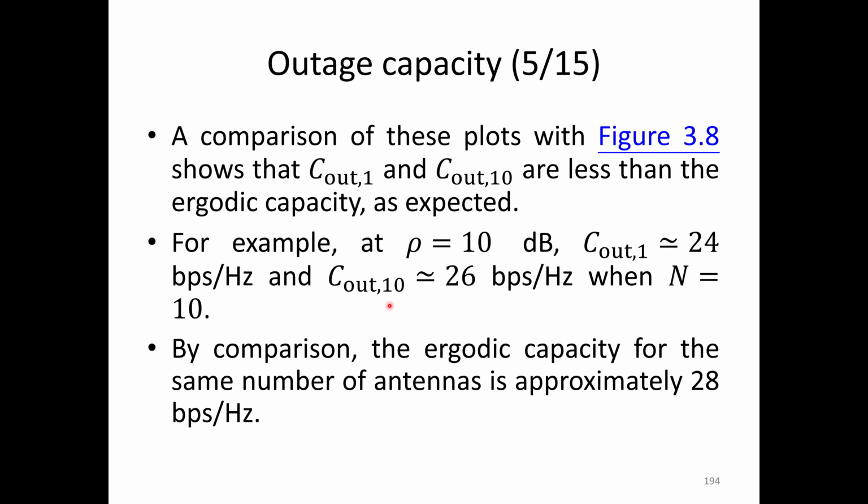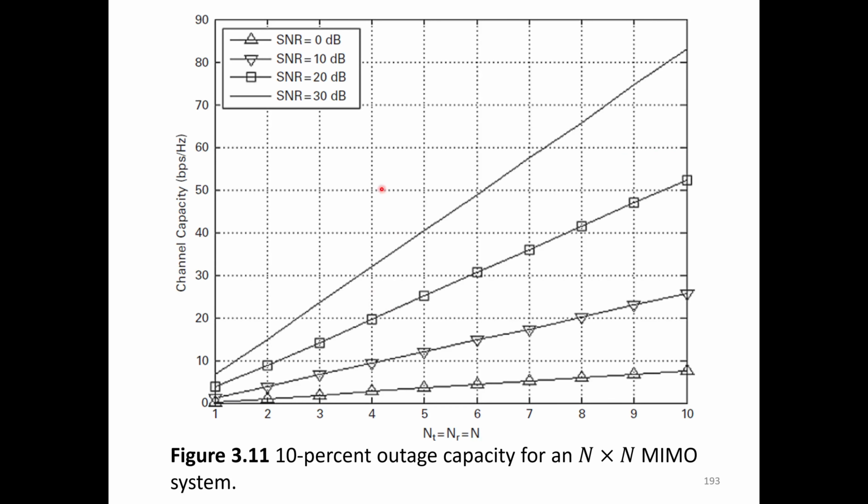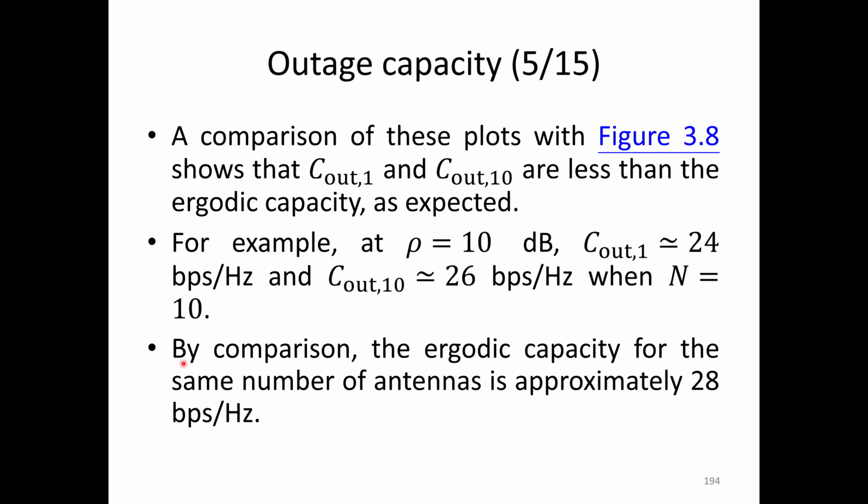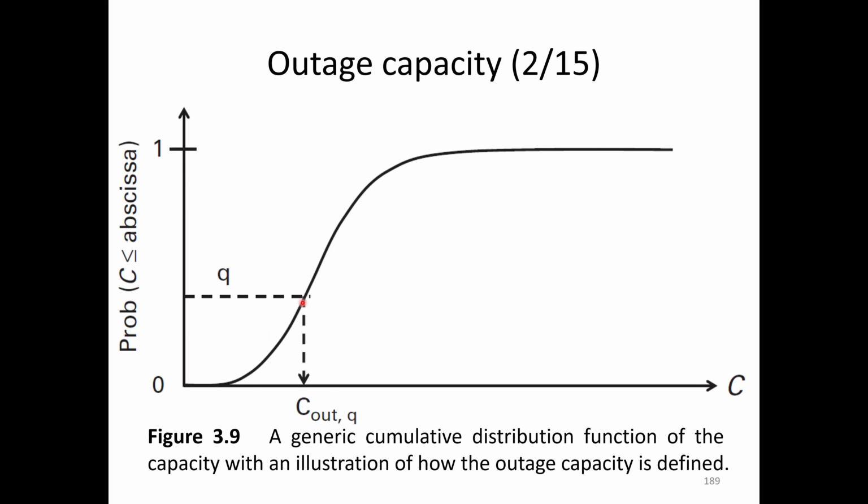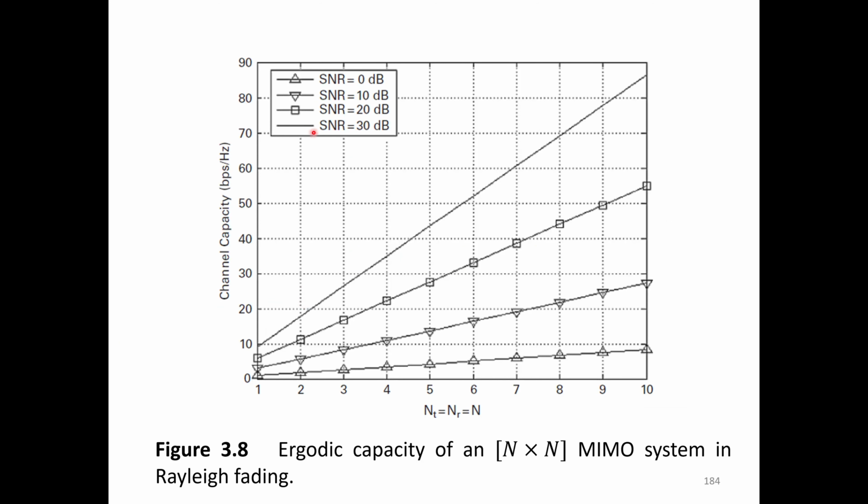Let us go to figure 3.11. When SNR is equal to 10 dB and N is equal to 10, the channel capacity is approximately 26 bits per second per hertz. By comparison, the ergodic capacity for the same number of antennas is approximately 28 bits per second per hertz. Let us go to figure 3.8. When SNR is equal to 10 dB, this line, and N is equal to 10, we can see that the channel capacity is approximately 28 bits per second per hertz.